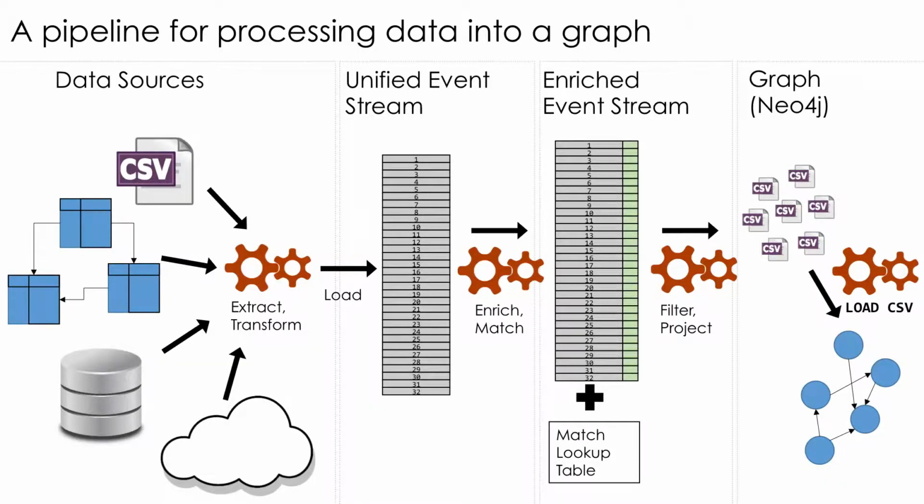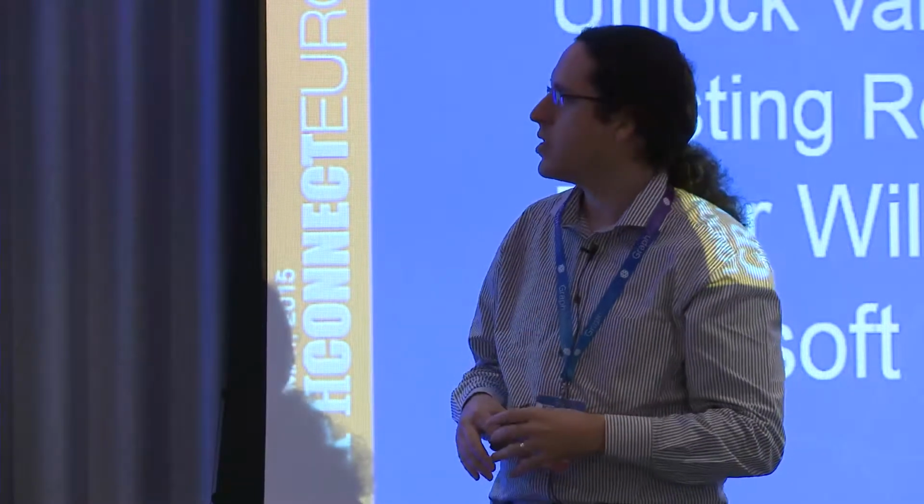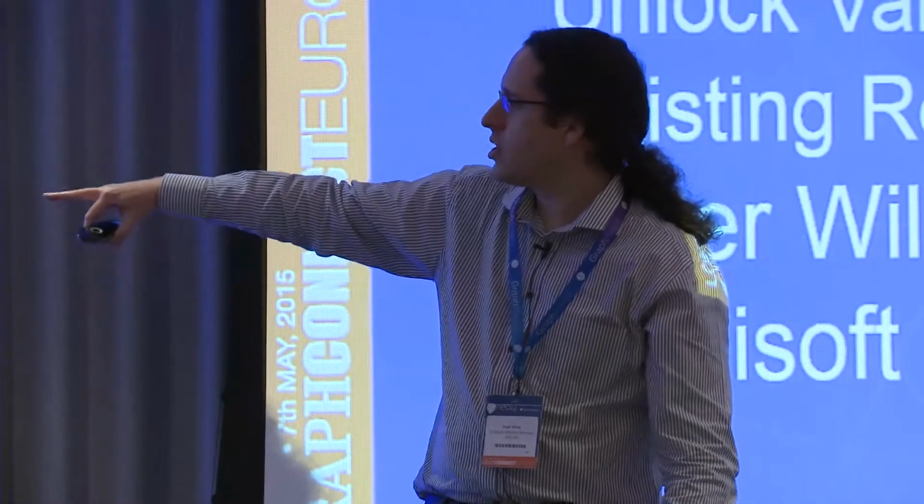The second part of the process is to take that event stream and process it, and basically match events together. So there's a process that goes through the whole event stream and finds the matches between different events. And that builds out this enriched event stream, which includes at the bottom a match lookup table. So really it's a lookup table to say that this ID actually is equal to that ID.